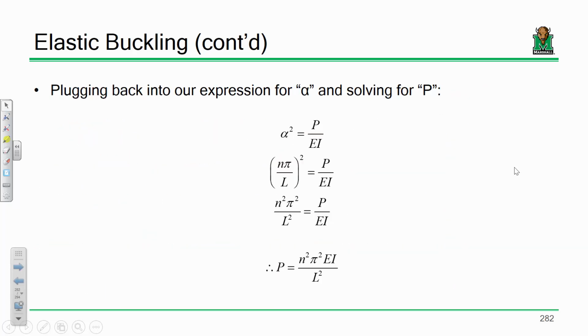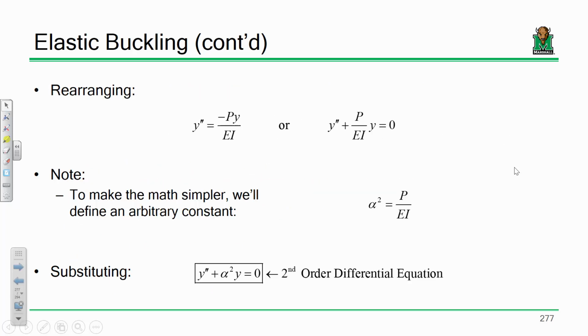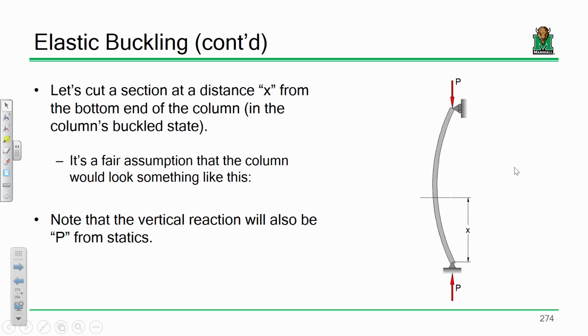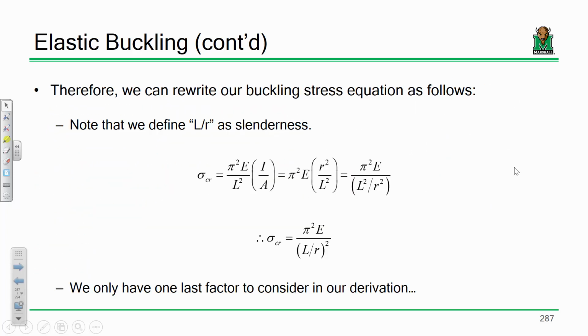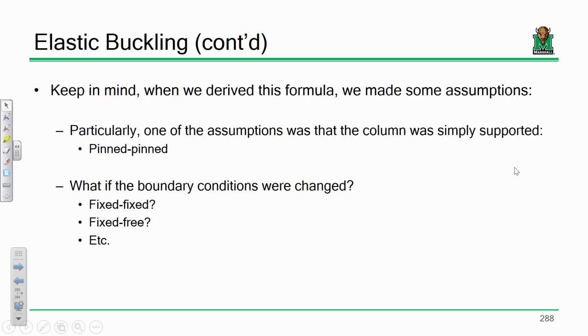If I go back a few slides, here's our column. And when we assumed that it buckled, we assumed a pin-pin boundary condition. This is pinned and this is pinned. So what happens if those boundary conditions change? What if it's fixed on both ends? What if it's fixed and free and what have you? So let me go forward a little bit. So what happens if the boundary conditions are changed?